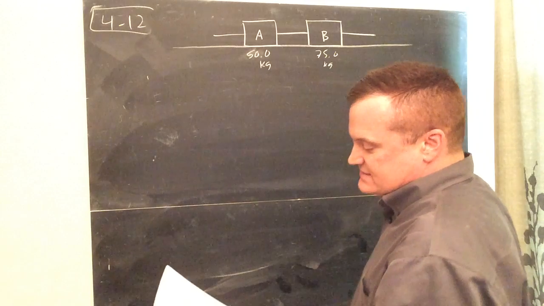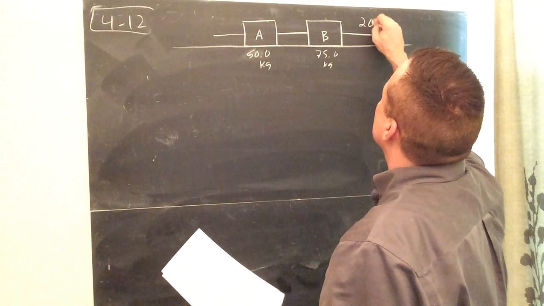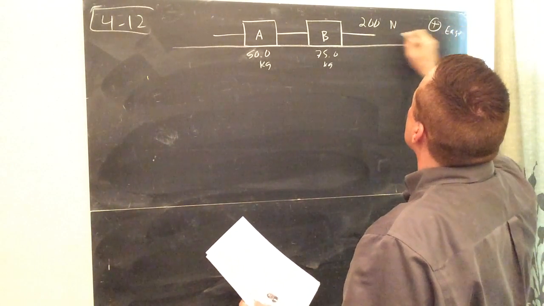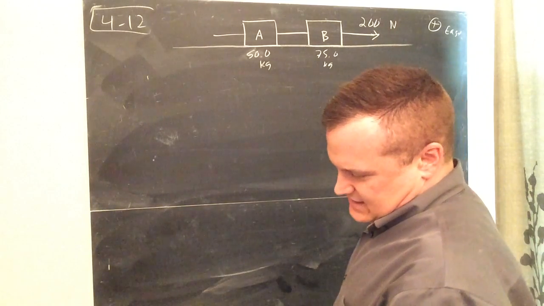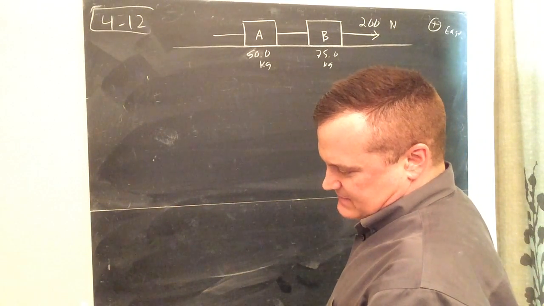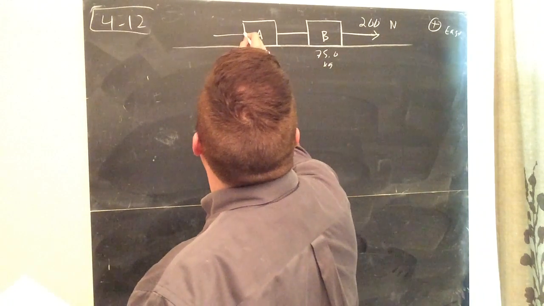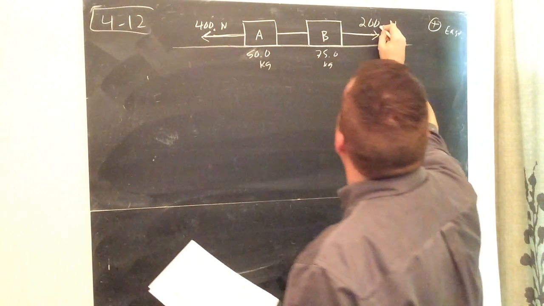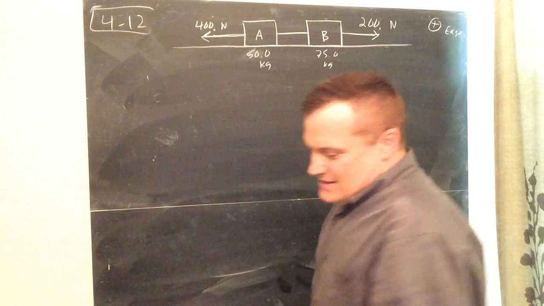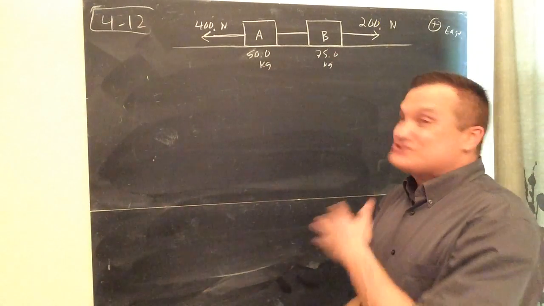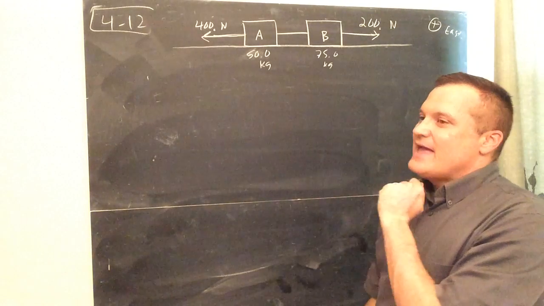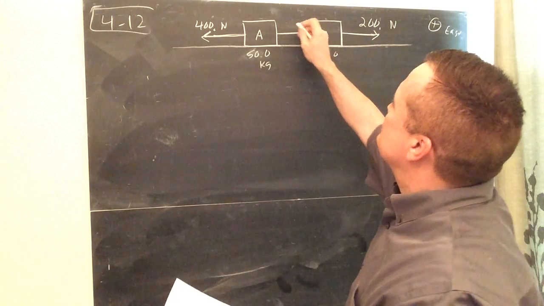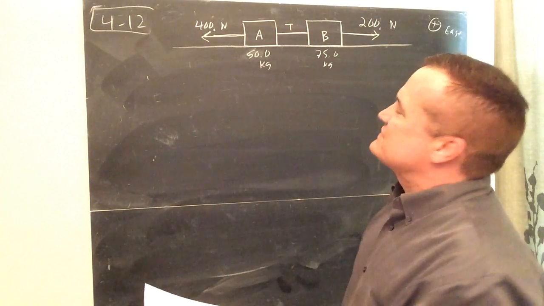Block B is being pulled east with a force of 200 newtons, and we're going to let east be positive. Block A is being pulled west 400 newtons. We'll put a little dot after the numbers, meaning they'll have 3 sig figs. Now, the question is, what is the acceleration this time of this system? And also, what is the tension in this rope that's connecting them? It's only one tension, so we'll just call it T.